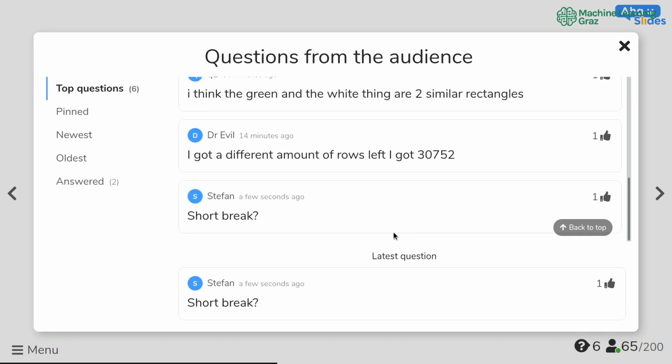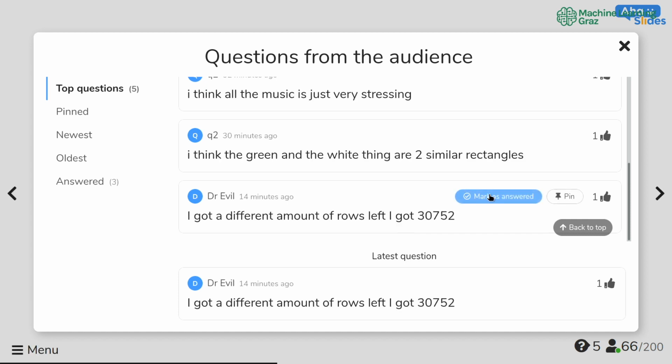Stefan asked for a short break. Yeah, we could do a 5 minute break. Actually, it's coming in a few slides. We are going to address insecure data, and then we will have a break, for a few minutes. Okay. I got a different amount of rows left. This is most likely because you didn't set the data frame previously. Maybe during the break I will show it.